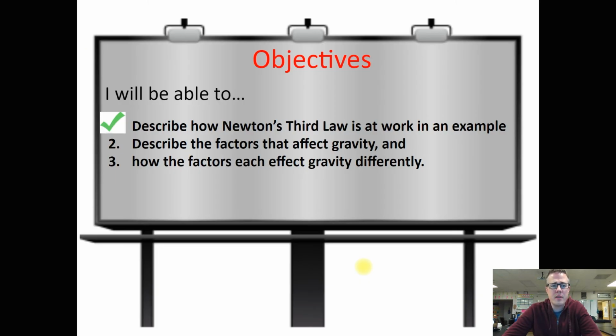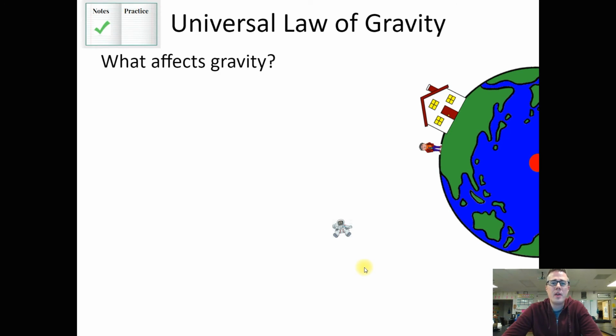Here's where we're at with our objectives. So far, we've described how Newton's third law is at work in an example. Equal and opposite forces, and we've even applied it to gravity a little bit, but our next step is to describe the factors that affect gravity so that we can get into the real topic of this lesson. So on your note side, there are two factors that affect the amount of gravity that some object would feel.